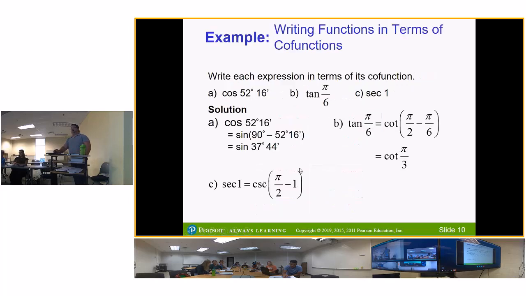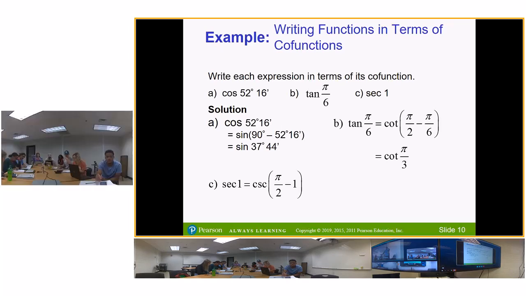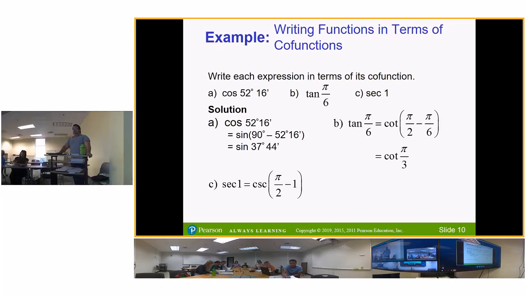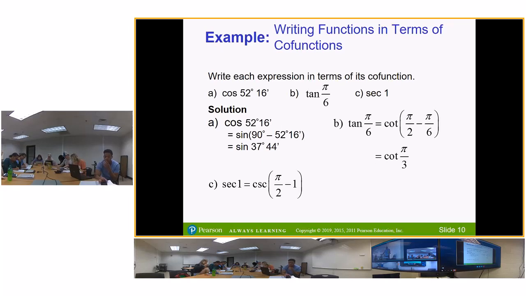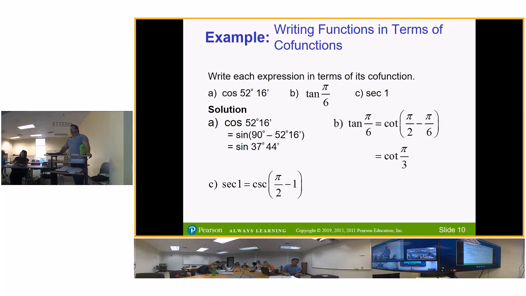Now, are these questions I will ask on a test? No. Are these questions that might show up on a standardized test? Yes. So you might want to write them down and have them in your notebook just to study before you take a standardized test. In other words, can I rewrite cosine in terms of sine? Yes. And tangent I can write in terms of its cofunction. Remember, the cofunction is a 25-cent word for reciprocal.